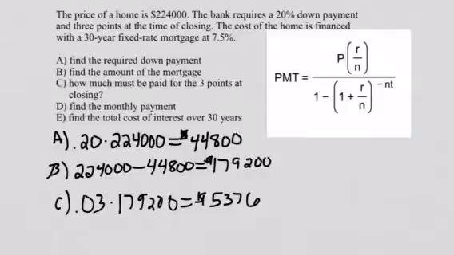Alright, so now part D says we want to find the monthly payment. In order to do that, we're just going to, again, go back to this formula, this regular payment amount, and we're just going to plug in for P, R, N, and T.